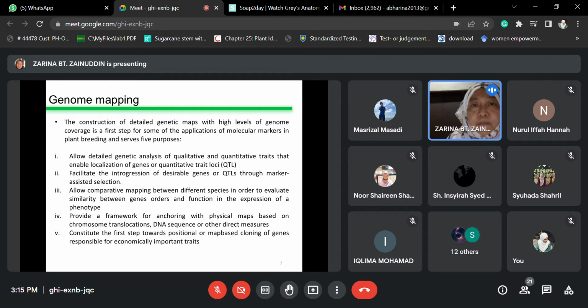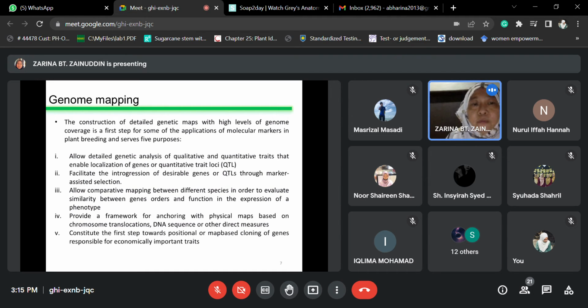First, the first purpose is to allow detailed genetic analysis of qualitative and quantitative traits. Okay, and also as part of the breeding program, you'll be able to facilitate integration of desirable genes. Meaning you can combine the valuable genes that you want, through marker assisted selection. Okay, and also allow comparative mapping between different species to evaluate similarity between genes, orders and function.